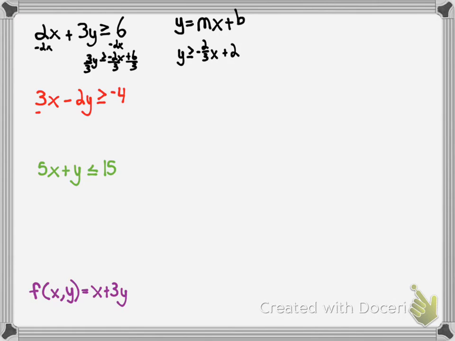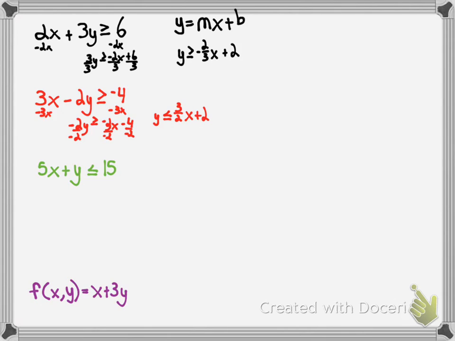Minus 3x, minus 3x, negative 2y is greater than or equal to negative 3x minus 4. Divide by negative 2, and always, always, always when you are dividing or multiplying by a negative number with your inequalities, remember that your sign will flip. So for this equation, y is less than or equal to 3 halves x plus 2.